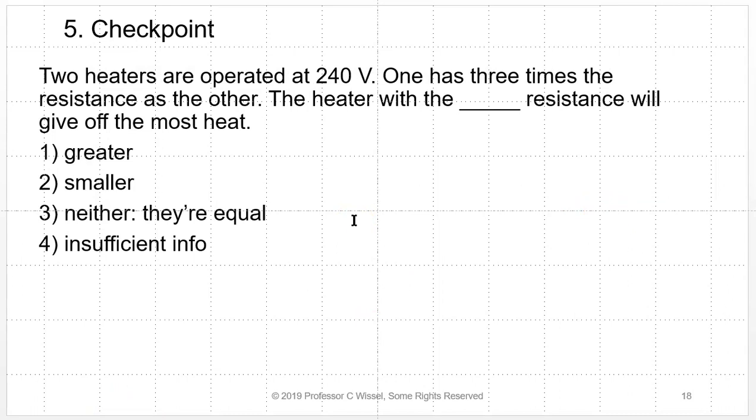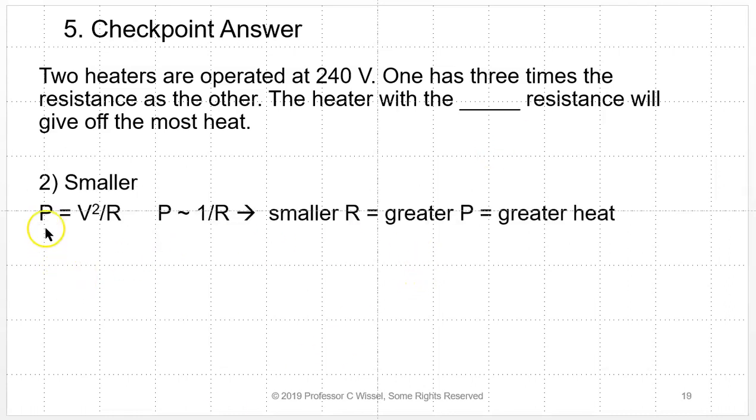Two heaters are operated at 240 volts. One has 3 times the resistance of the other. The heater with the least resistance will give out the most heat. So the smaller one. Power equals V squared over R, so it's proportional to 1 over R. The smaller the R, the greater the power, and the greater the power, the greater the heat.